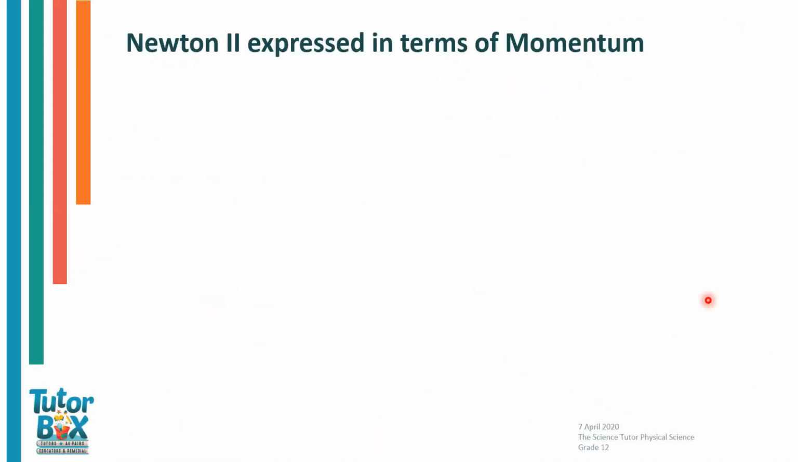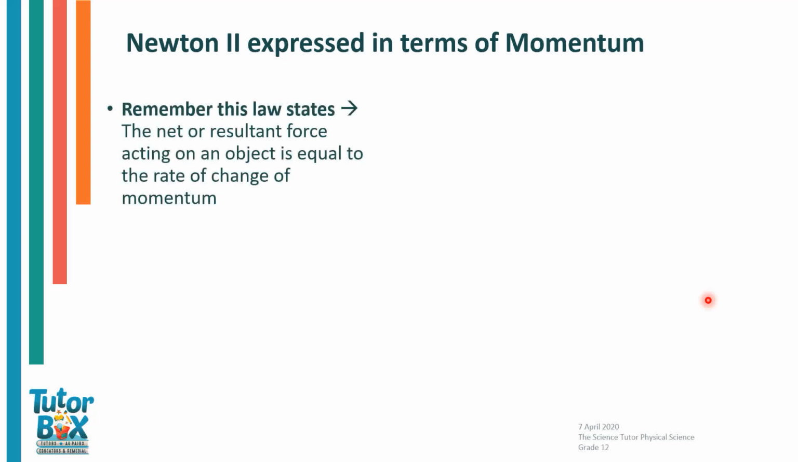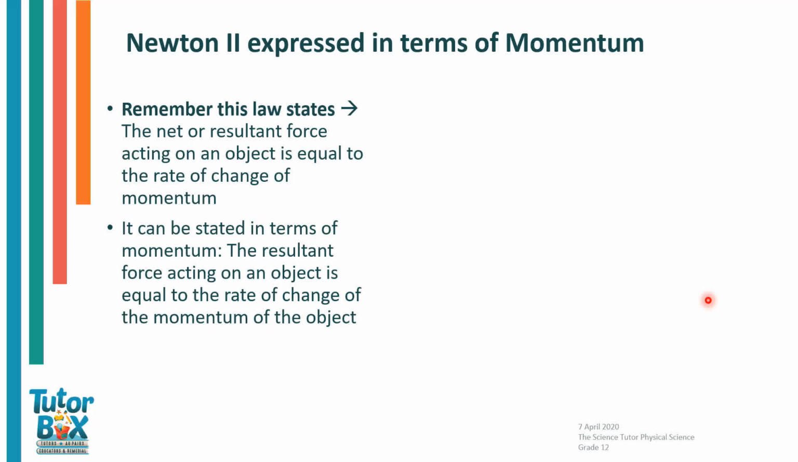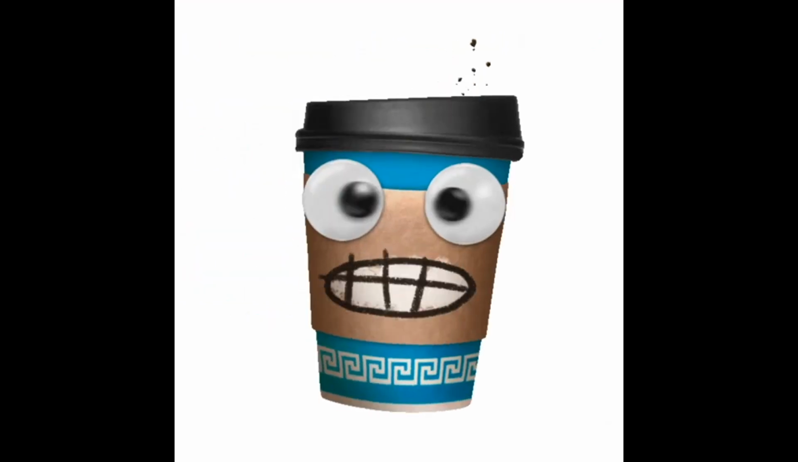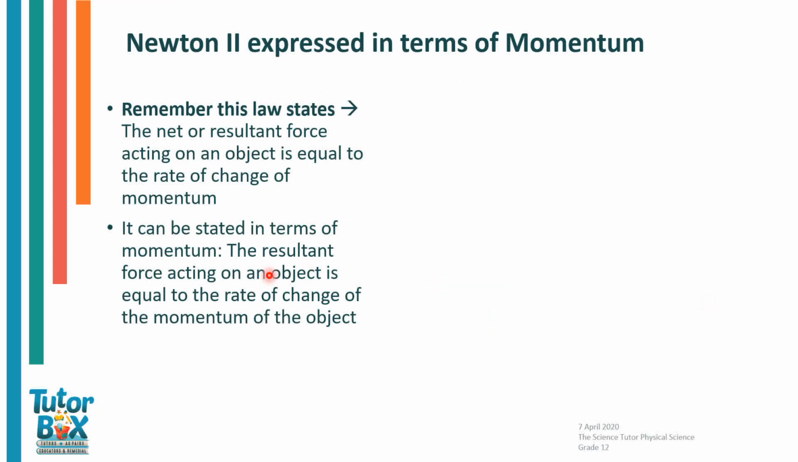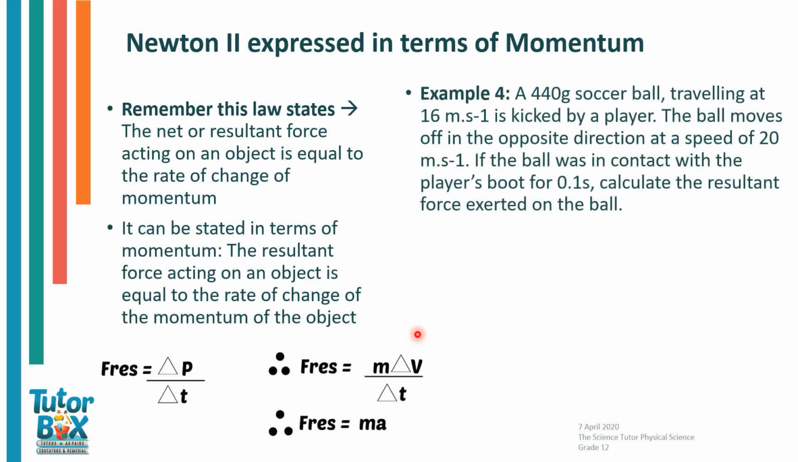Next. Newton 2 can also be expressed in terms of momentum. Remember, Newton 2 states that the net or resultant force acting on an object is equal to the rate of change of momentum. It can be stated in terms of momentum. I know, crazy stuff. The resultant force acting on an object is equal to the rate of change of the momentum. Sounds very confusing, but I'll break it down with a quick formula. So our resultant force is equal to your change in momentum over your change in time. Why is that?